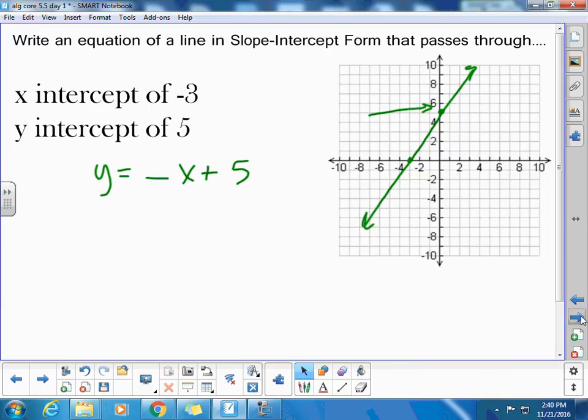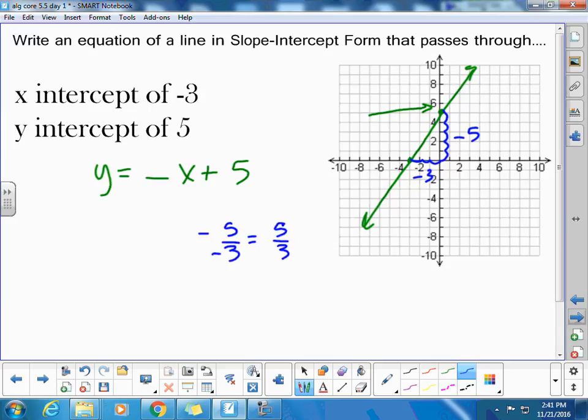And then I need to know my slope. Well, I have 2 points, so I'm just going to count my slope. I go down 1, 2, 3, 4, 5. Left 1, 2, 3. If I go down 5 and left 3, those are both negatives. So rise over run equals 5 over 3. So it's just y equals 5/3 x plus 5.